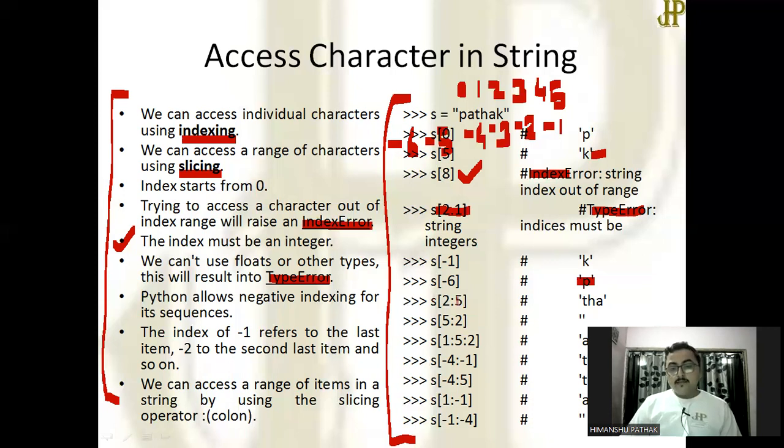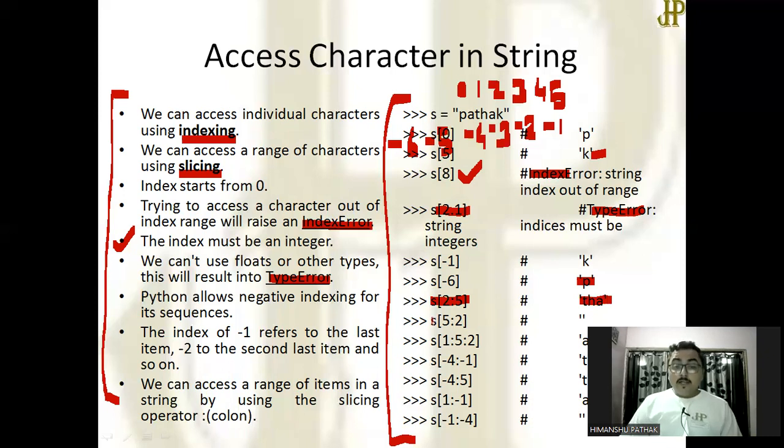Here, slicing can be done, as I already told you. The starting value is given. It starts from the 2nd position and goes up to 5 minus 1, that is the 4th position. So it will print the 2nd position, 3rd position, and 4th position. So 3 characters will be printed: T, H, A.